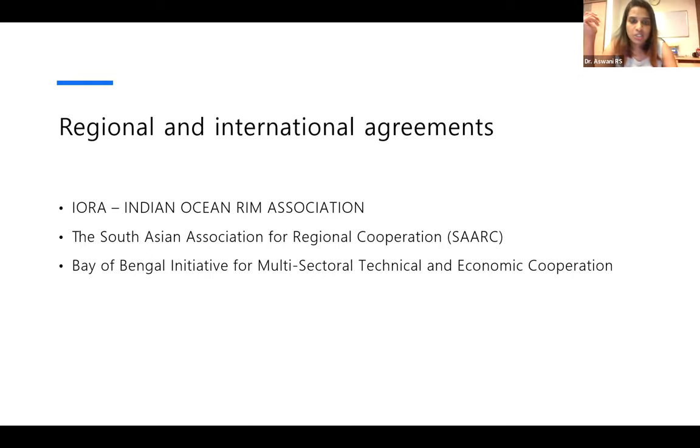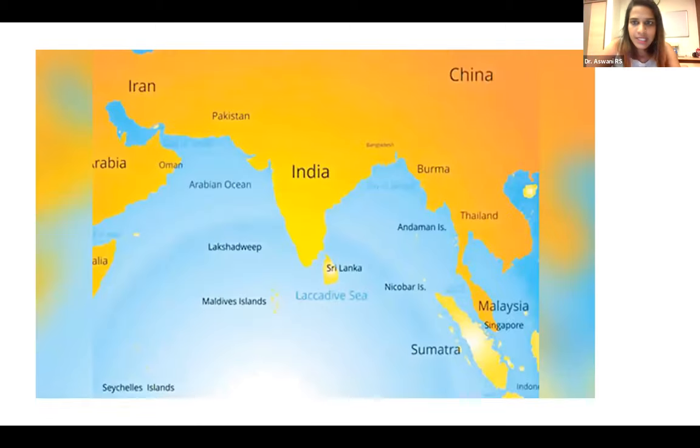Then the next one is the Bay of Bengal Initiative for Multi-Sectoral Technical and Economic Cooperation, popularly known as BIMSTEC. BIMSTEC is an international organization of around seven South Asian and Southeast Asian nations. The main purview of BIMSTEC is the same: trade, investment, energy. They have a lot of projects on tourism, ecotourism, fisheries development, agriculture, public health, and cultural cooperation, the soft diplomacy part, and climate change. So this is it.